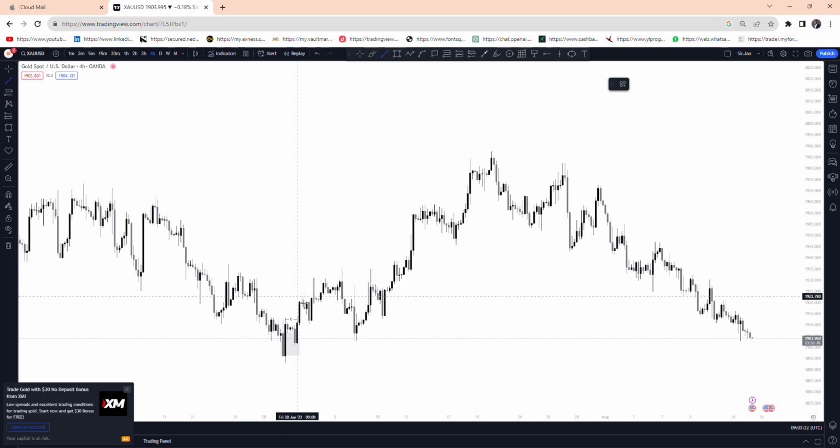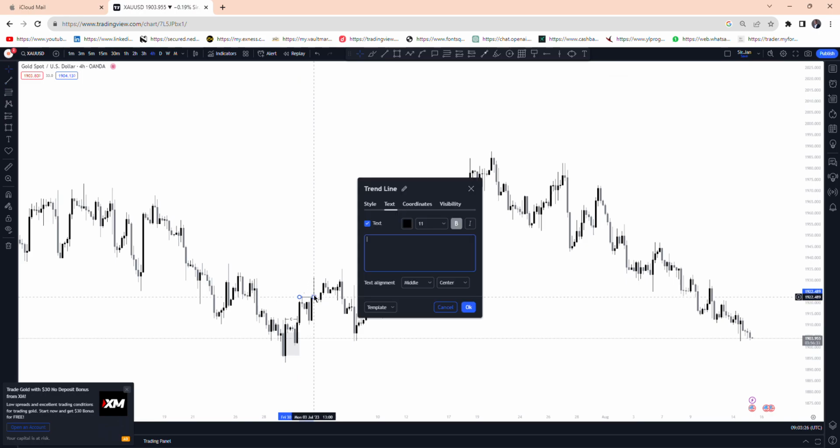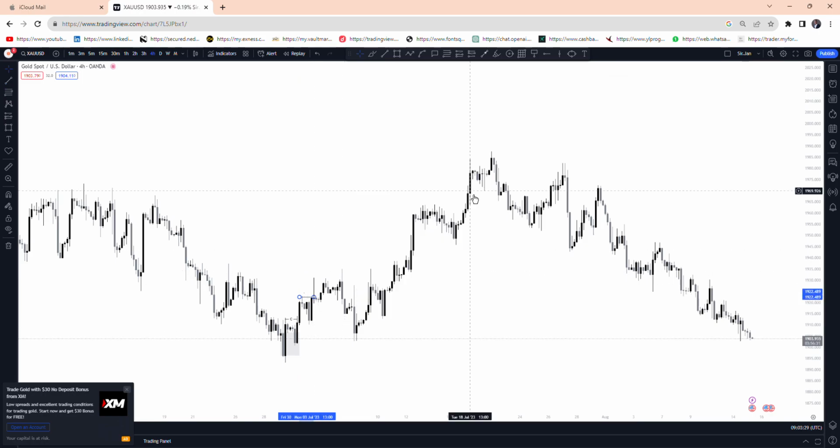So this, we can't say it's a break of structure simply because the candle never closed above this. It wicked this area and came back. So this is actually null and void. This is why we would pull this thing here properly. Now this is a proper break of structure here.